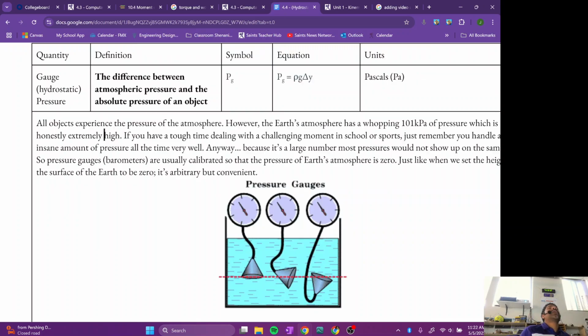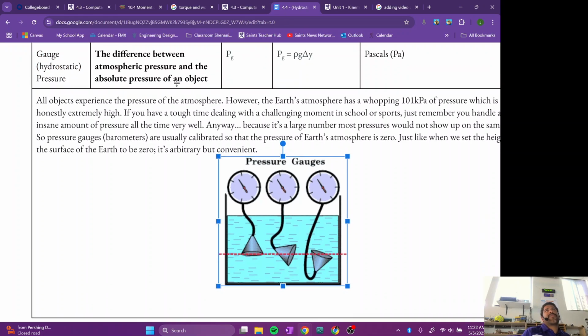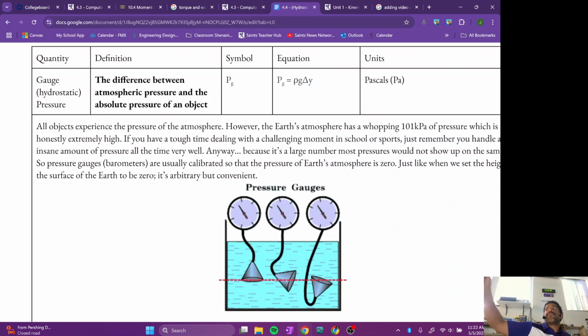Now, gauge pressure comes from the fact that if you would put a pressure gauge, a barometer, underwater, it would read a certain amount. Because usually when we set zero on those gauges, we set the zero when you're in the atmosphere. So when you place it anywhere else, it's going to tell you the difference between the atmosphere and that.